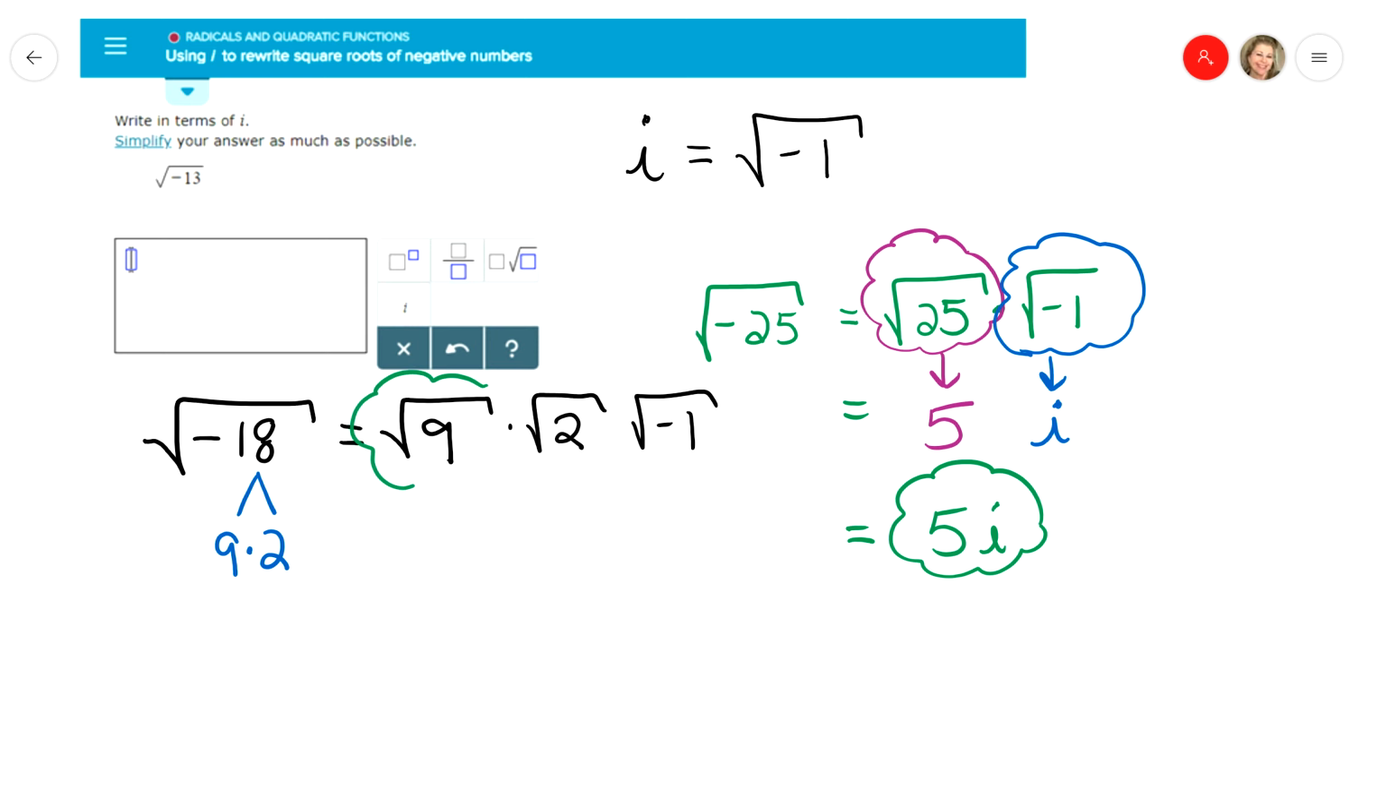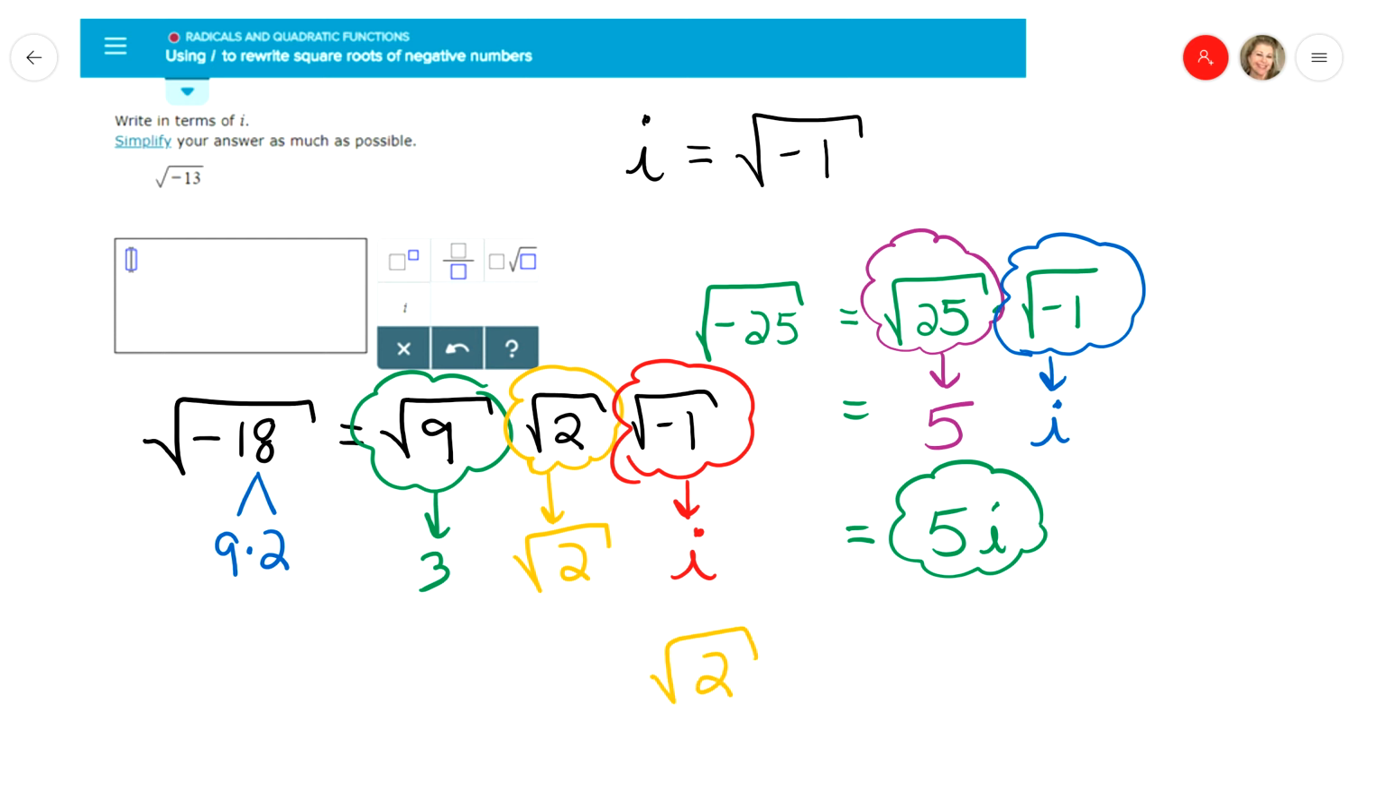I can take the square root of 9, that is 3. I cannot take the square root of 2, so that just remains the square root of 2. And then the square root of negative 1 is represented by the letter i. Now this one, you have a 3, which is not under the radical, and the 2 is. So the radical should always trail on the end. So you put it here, and then the i is going to go in front of it, and then in front of the i you'll have the 3. So your final answer to this mess would be 3i times the square root of 2.